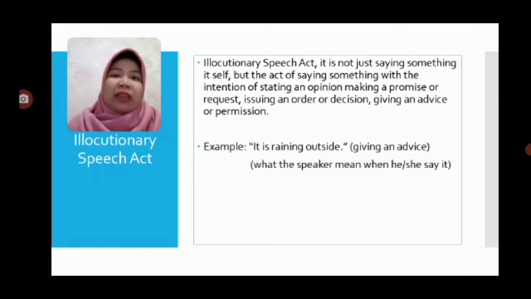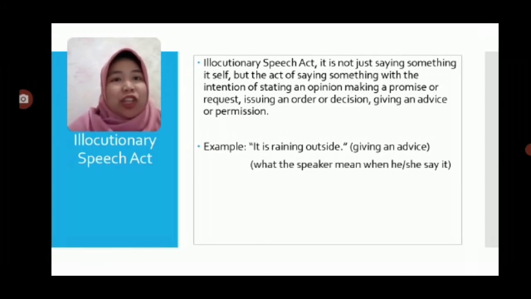The second one is illocutionary speech act. Illocutionary speech act is not just saying something itself, but the act of saying with the intention of stating an opinion, making a promise or request, issuing an order or decision, giving advice or permission.